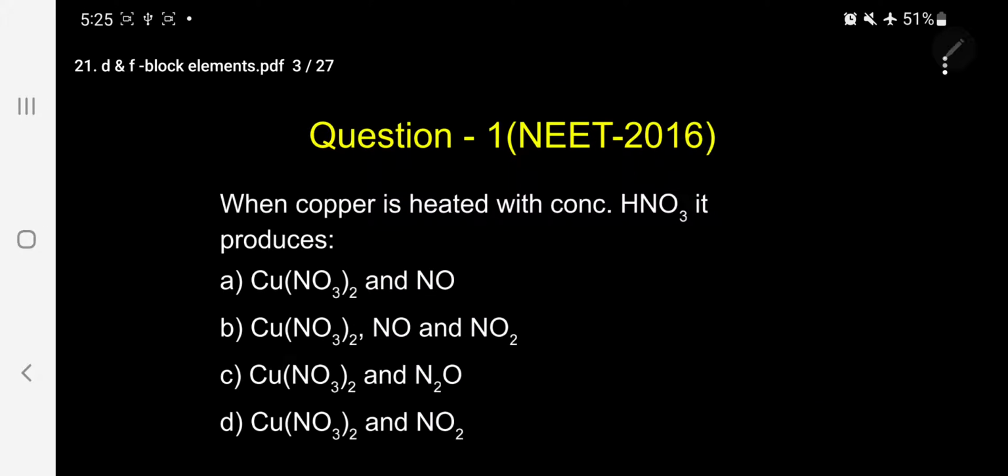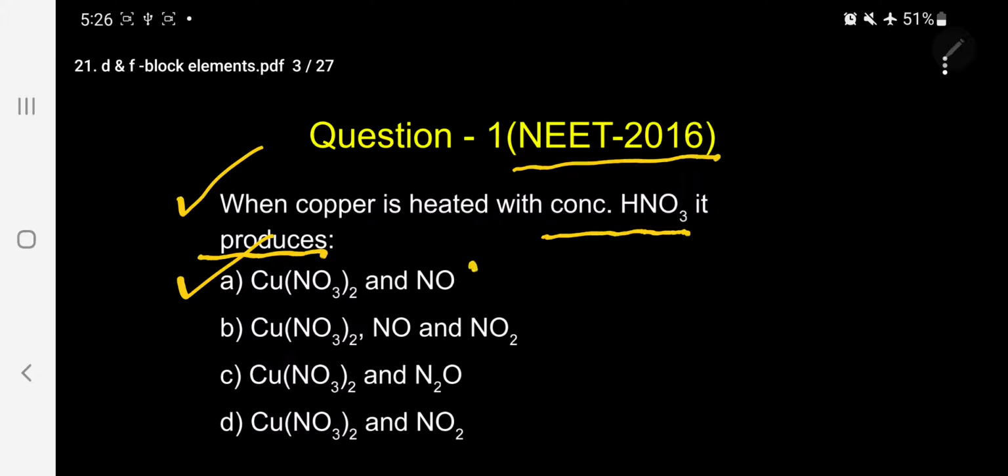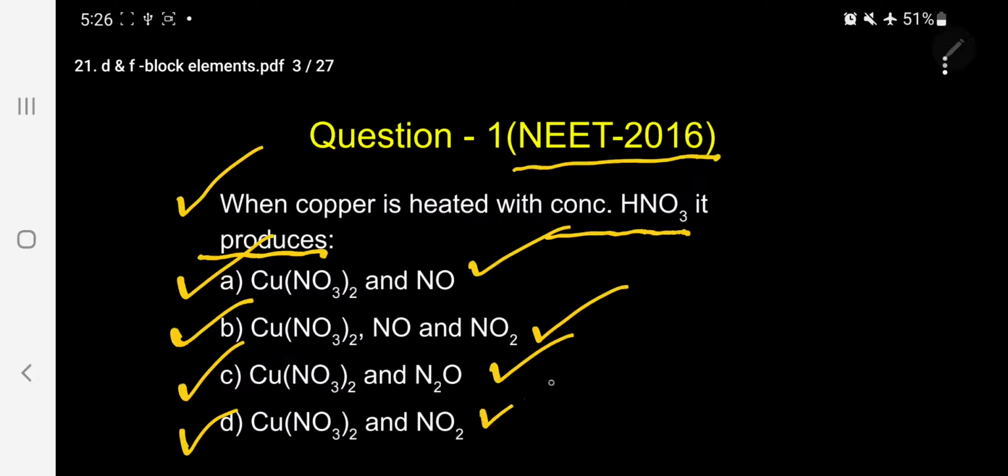Question number 1. This question was asked in NEET 2016. Please follow. Let me read the question. When copper is heated with concentrated nitric acid, it produces: A, copper nitrate and NO; B, copper nitrate, NO and NO2; C, copper nitrate and N2O; and D, copper nitrate and NO2. So these are the options given.